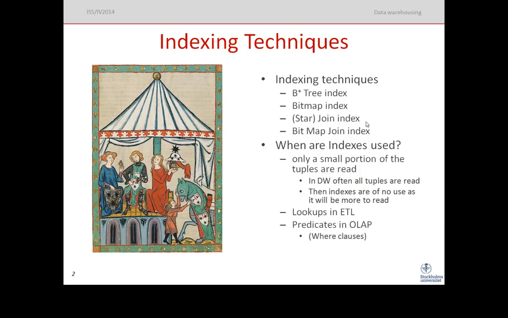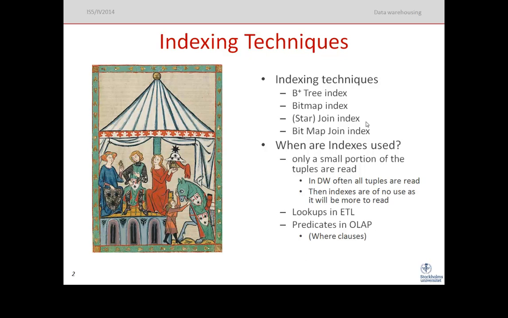So, when are indexes used? Well, we use indexes when only a small portion of the tuples are read. If we look at the book example, if we still are going to read the entire book, why then read the index as well? It will just be more reading, rather boring reading for that matter. So then we will just read the full book. If we are going to make a full table scan, we don't need to go to the index as well. It will just take more time. So we only use the index when we only need a small portion of the pages in a book, a small portion of the tuples in a relation, a small portion of rows in a database.